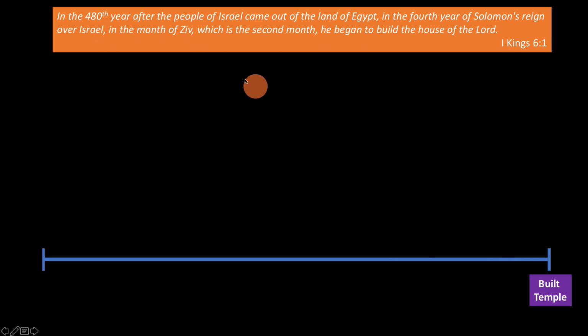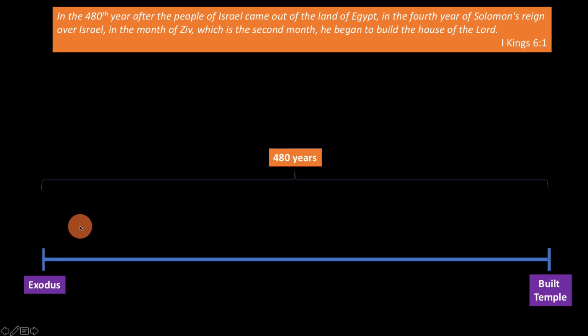And notice that in this 1 Kings quote, it tells us there's 480 years from Israel coming out of Egypt to the 4th year of Solomon's reign, till the building of the temple. So 480 years from the building of the temple to the Exodus. So this is 480 years. But can we be more specific?